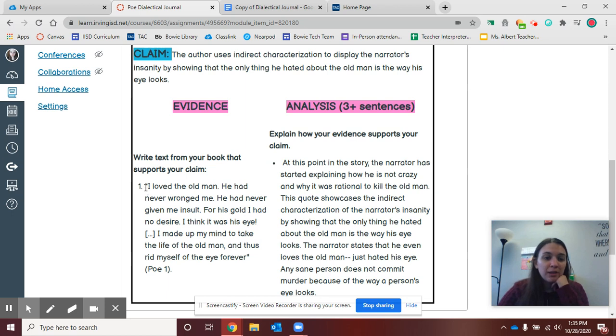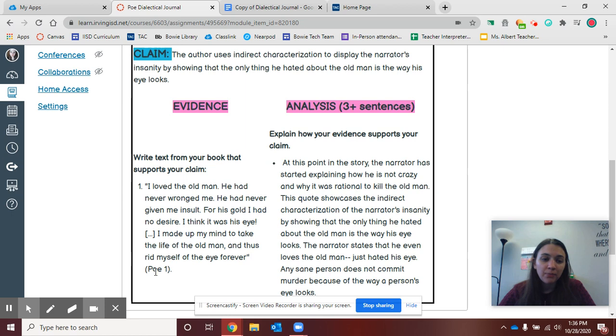So the passage I picked was, quote, "I loved the old man. He had never wronged me. He had never given me insult. For his gold, I had no desire. I think it was his eye." And then I cut out a portion of it just because the explanation was very long about the eye, and I didn't feel like it was necessary to the point that I was making. So I put little brackets and 3 dots in the end bracket. "I made up my mind to take the life of the old man and thus rid myself of the eye forever." And then you'll see afterwards I put at the end of the sentence, I didn't put a punctuation mark.